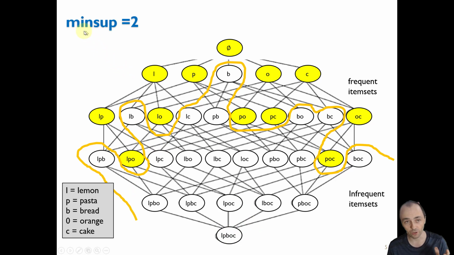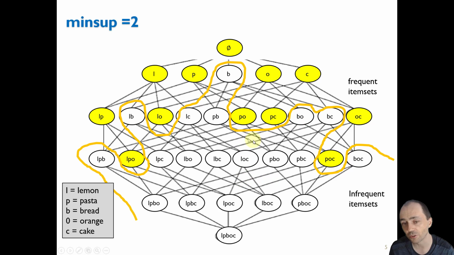So on this picture, if we set the minimum support to 2, I have colored in yellow all the frequent item sets. You can see them in the picture. And what is also interesting, we can draw a line between the frequent and infrequent item sets to separate them, okay? So in white color, you have the infrequent item sets, and in yellow color, you have the frequent item sets, as you can see in this picture.